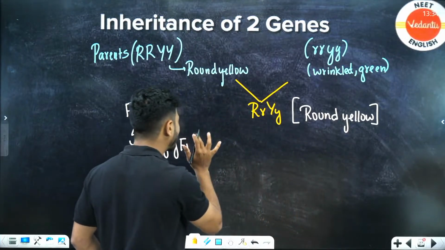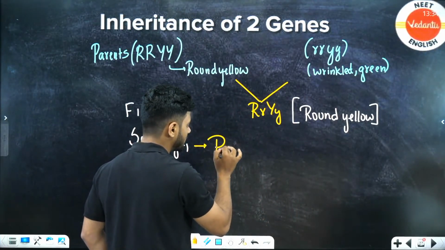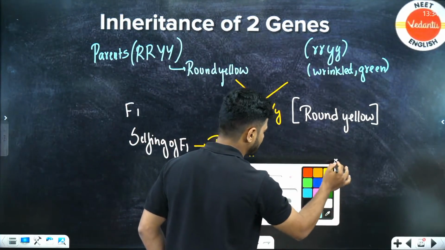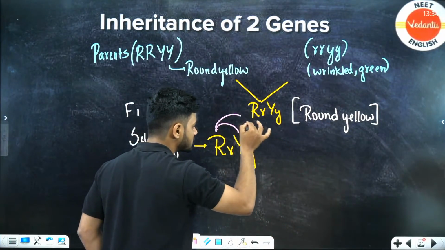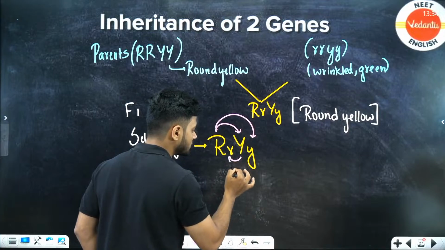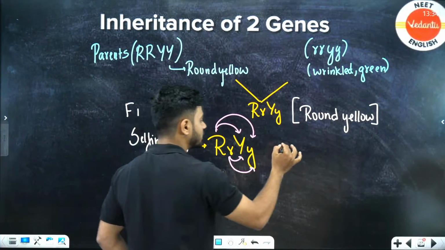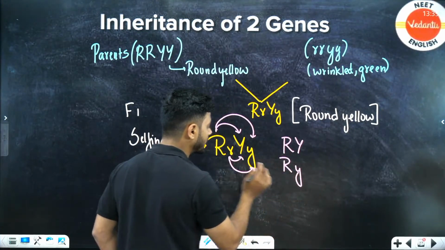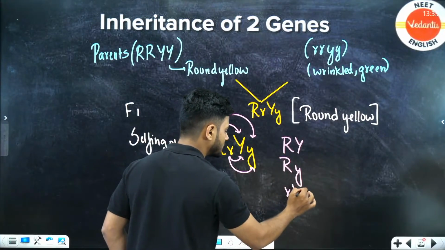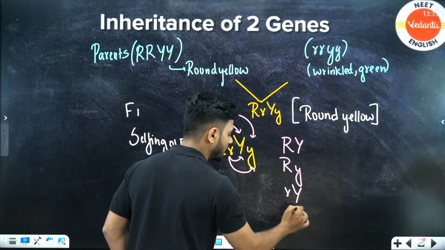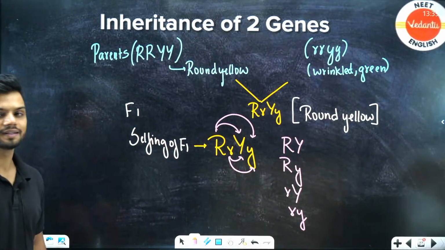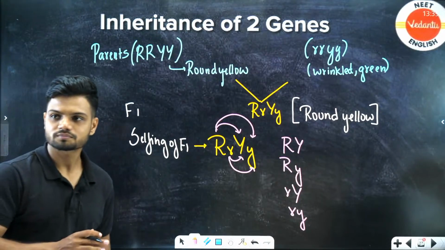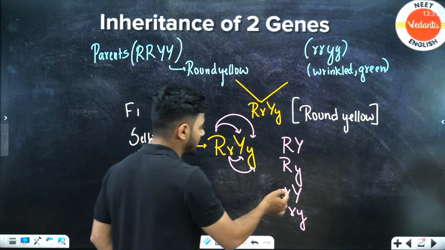First of all, we need to know the art of making gametes here. For example, here we have capital R and capital Y, small y. How do you make the gametes here? Very simple. Cross this with this and this with this. So we end up getting capital R capital Y, capital R small y, small r capital Y, and small r small y. These are the 4 different gametes which you get. This is how you end up getting the gametes.